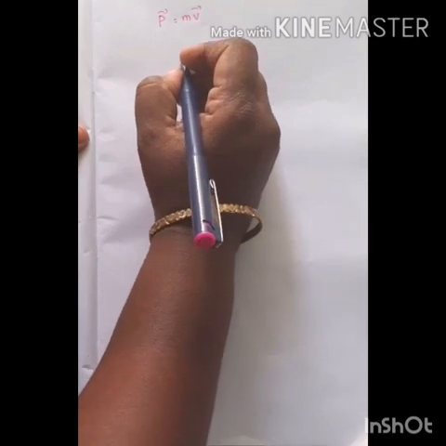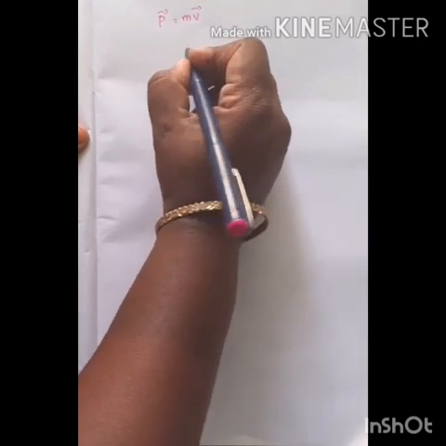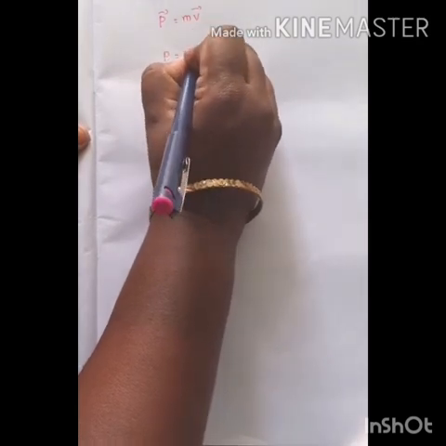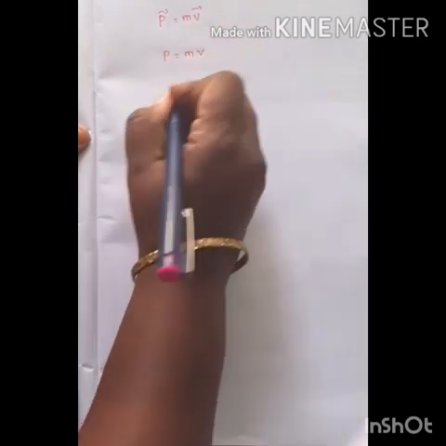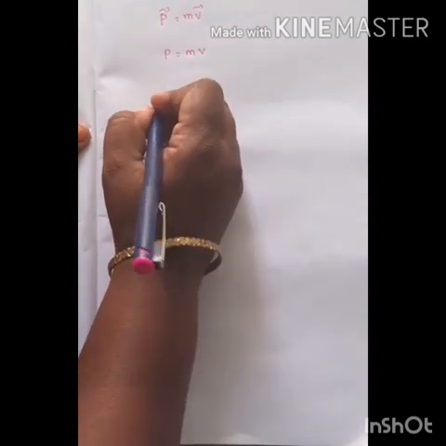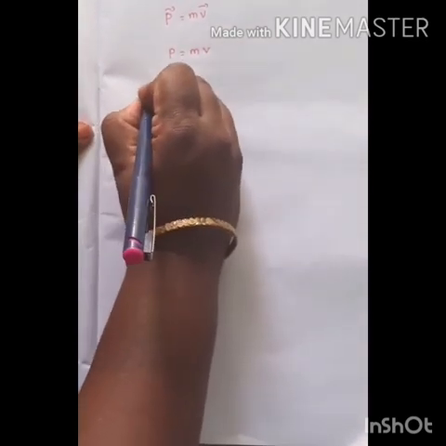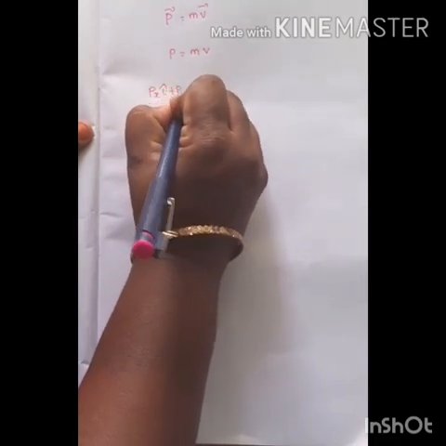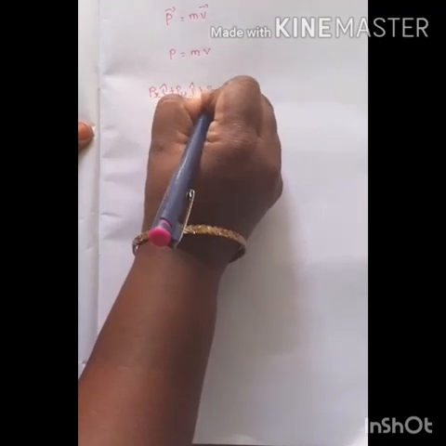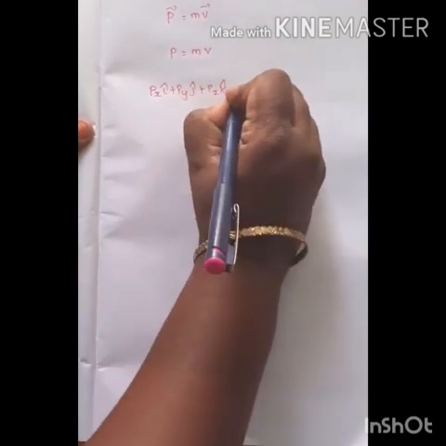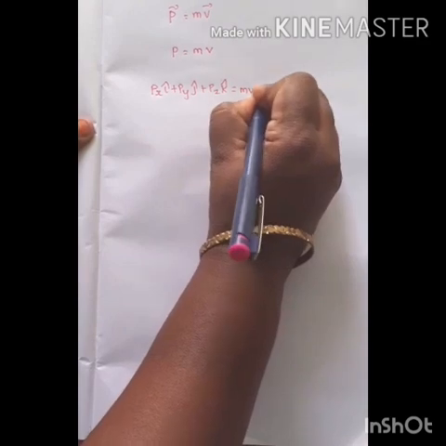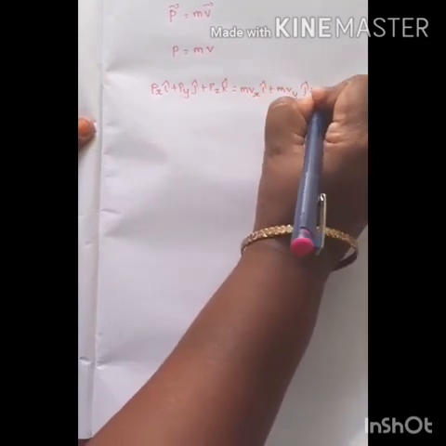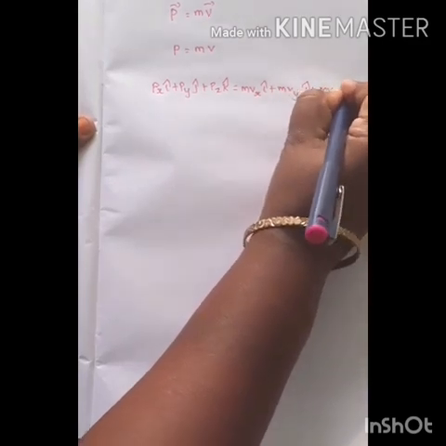The magnitude of momentum is equal to the product of the mass and the speed of the particle. Therefore, p is equal to m into v, where v means speed. In component form, the momentum can be written as px i cap, py j cap, pz k cap equal to m vx i cap, m vy j cap, m vz k cap.